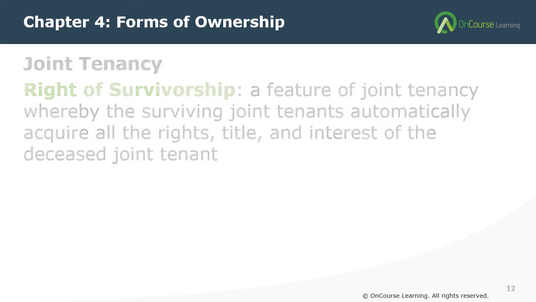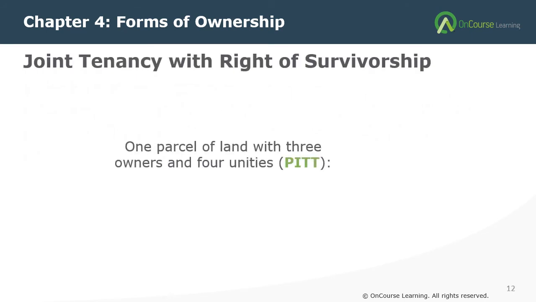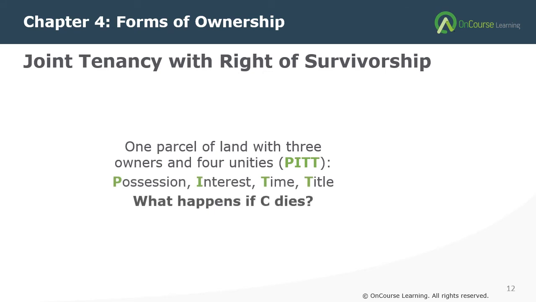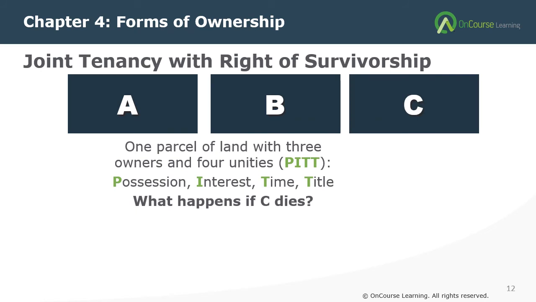So let's see. We have one parcel of real estate, A, B, C. All three owners with 4 unities: possession, interest, time, and title.